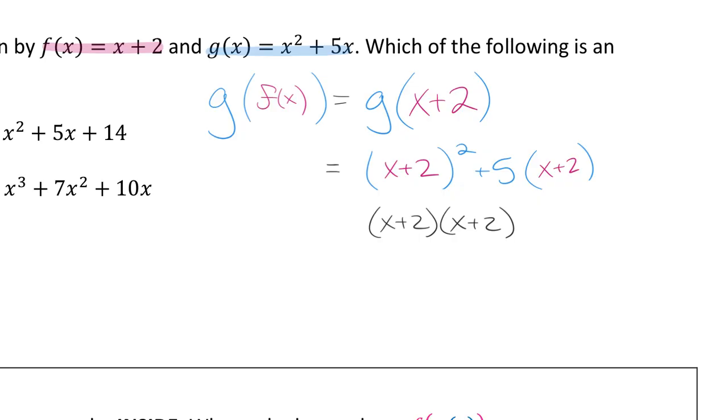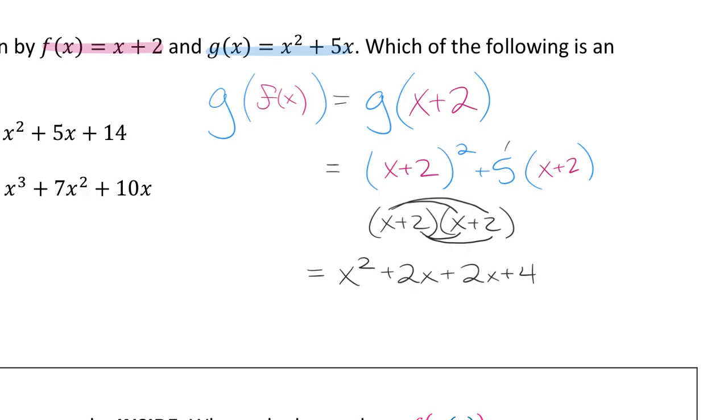What's that? Thank you for asking. FOIL is a method of distribution where you're multiplying the first terms, the outside terms, the inside terms, and the last terms. This is distributing, but a lot of people teach it as FOIL, and that's probably what I'm going to say a lot. You're going to FOIL this guy. This becomes x squared plus 2x plus 2x plus 4.